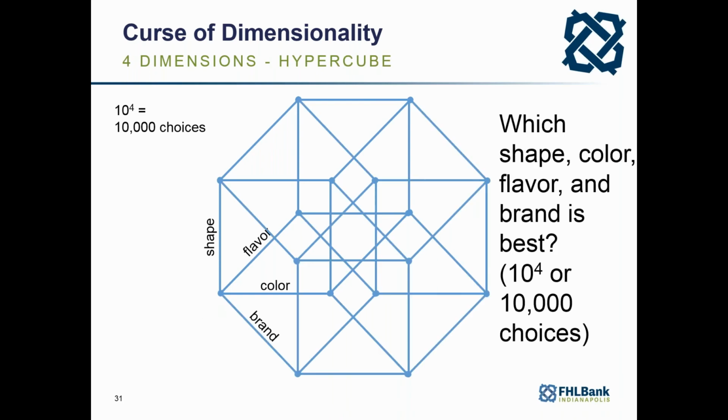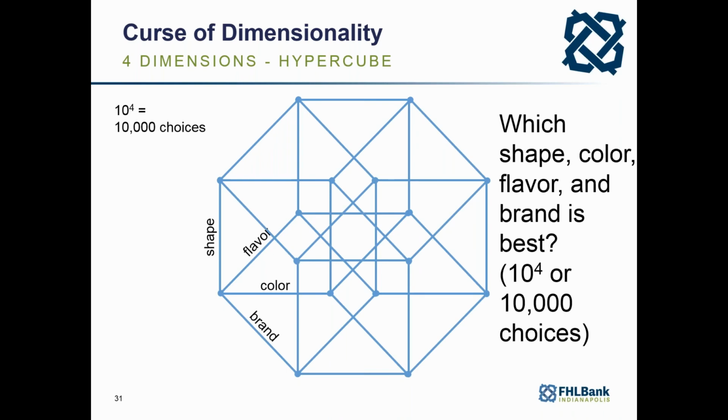So now let's add the final dimension. So now we've got 10,000 choices. Out of shape, flavor, color, and brand, I have 1 out of potential 10,000 choices for my optimization function to pick sort of the best cookie. And this is actually a real representation of a 4-dimensional cube, or hypercube.